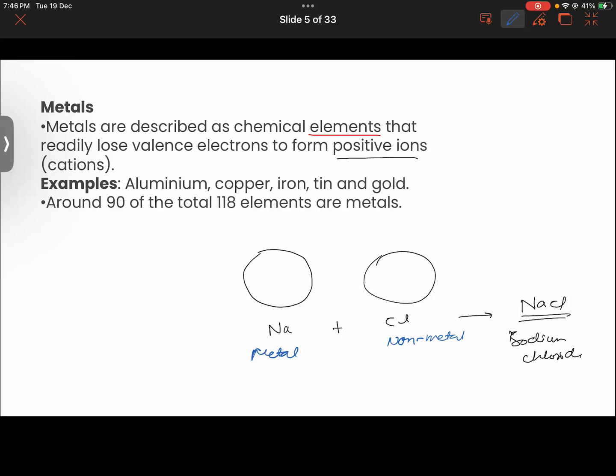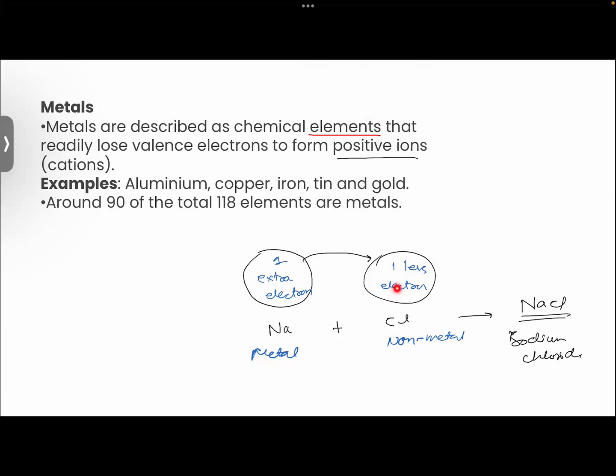So for a reaction to take place, there has to be an exchange of something between the two. The sodium atom has one extra electron, and chlorine के पास one less electron. So if the sodium atom were to provide one electron to the chlorine atom, their needs will be fulfilled. इसके पास एक extra electron है, so it will lose. Chlorine requires one electron, so it will get it from sodium, and a bond forms between the two.